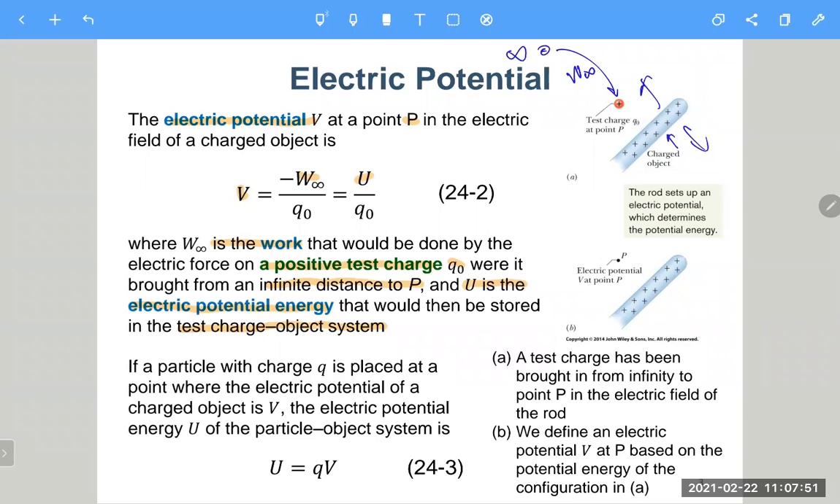So in this case, this is how the electric potential is defined. The electric potential is defined independent of, actually this whole term will be independent of the Q0 itself. So here, using 24.2, we multiply Q0 on both sides, so we will have U equals QV. So U is the electric potential energy.